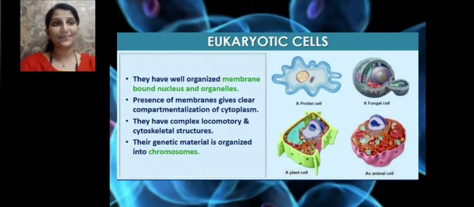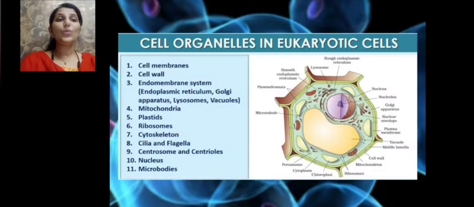In this figure we can see a protist cell, that is a cell of a protista, a fungal cell, a plant cell and an animal cell. All these are having a eukaryotic cell. Now, what are the cell organelles present in a eukaryotic cell?